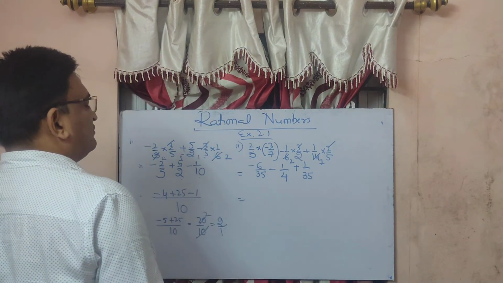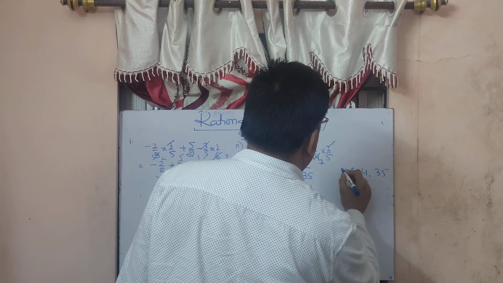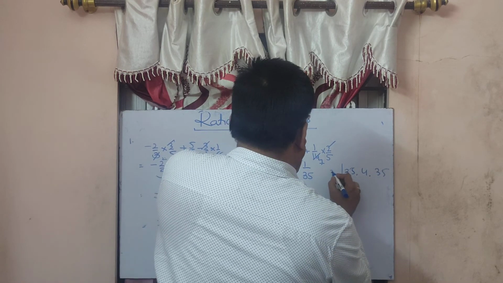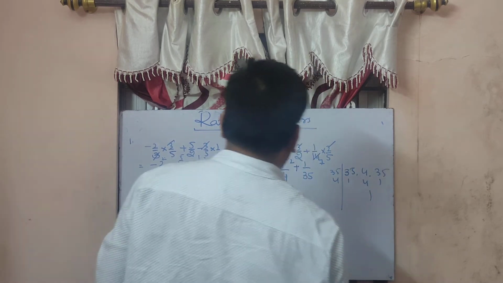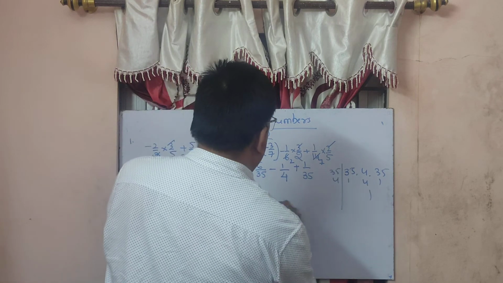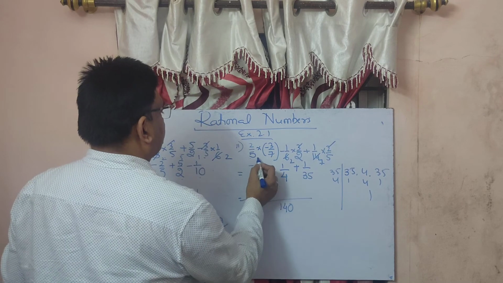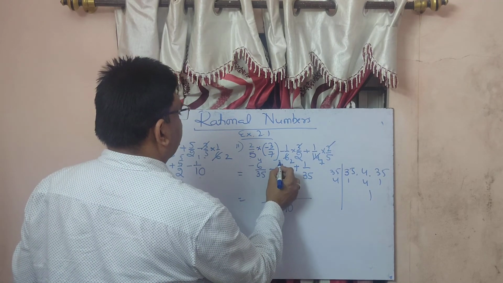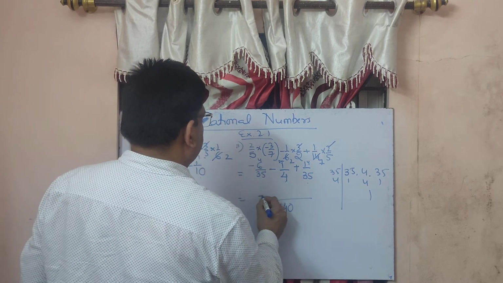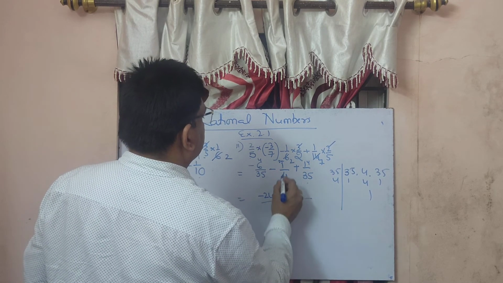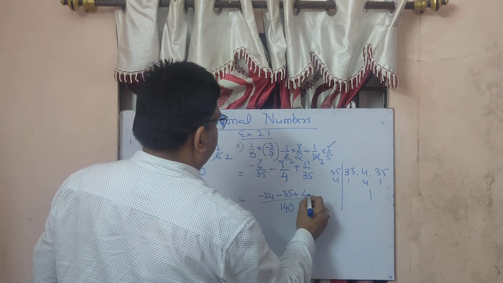So what is the LCM now? 35, 4 and 35. 35 fours are how much? 140. 35 fours are 140. Okay now, 6 fours are 24, minus 1 35 is 35, plus 1 four is 4.